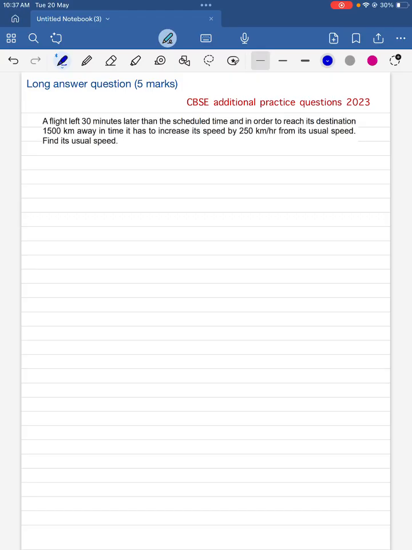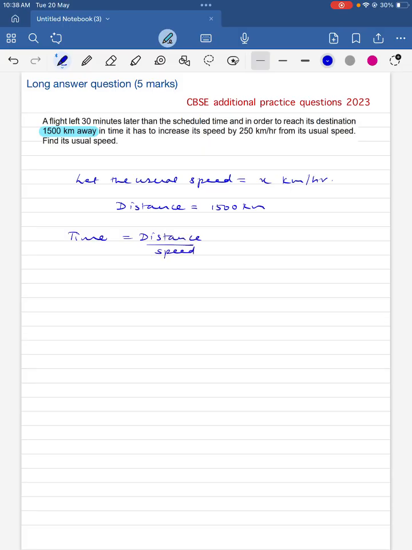Okay, so let's assume its usual speed, let the usual speed of the flight be equal to x kilometer per hour. And we know that the distance the flight has traveled is 1500 kilometers. So it's given in the question that it's 1500 kilometers. Okay, now we know that there's a formula to calculate the time. Time is equal to distance divided by speed. So that means the flight would take 1500 divided by x hours to reach its destination.